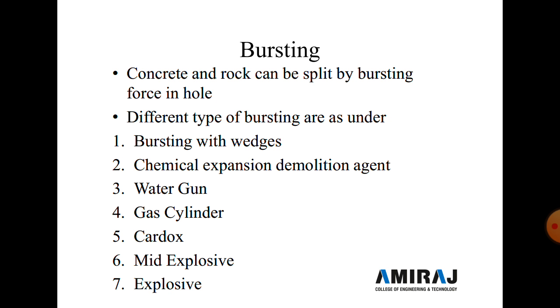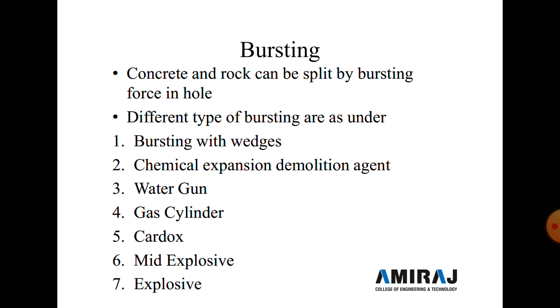Then comes the gas cylinder. A flexible gas pipe connected to an inorganic gas vessel is fitted to a bored hole with a specific rubber stopper. The gas valve is opened to allow pressure into the hole to break the concrete. The fifth one is Cardox. Liquid carbon dioxide enclosed in a metallic tube is inserted in a concrete hole and heated by a filament, and it expands immediately and breaks the concrete. So it's one of the easy methods.